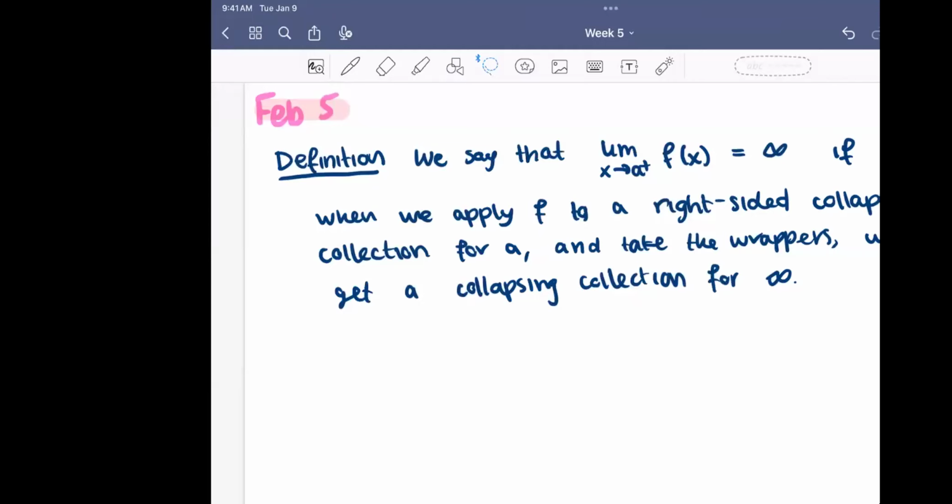Okay, let's get started. So yesterday, or not yesterday, Monday, we started talking about limits. They already sort of feel familiar because we've been working so much with collapsing collections, and limits are defined using collapsing collections. So what we're going to do today is define a few more flavors of limits.